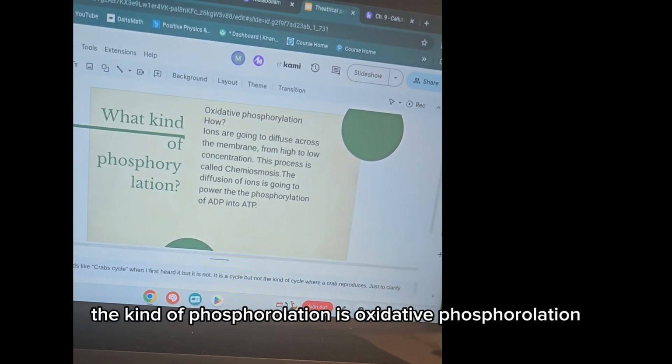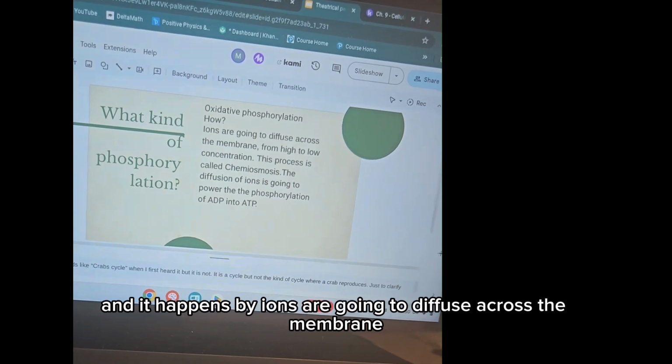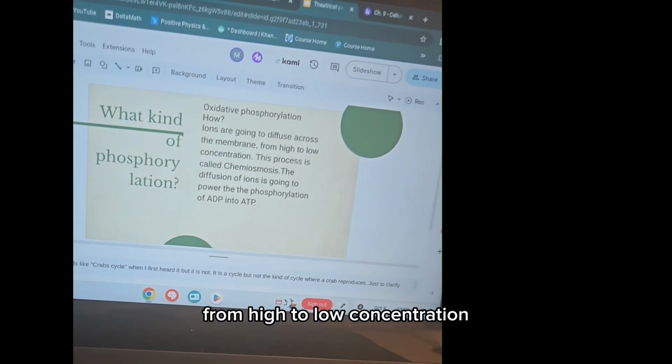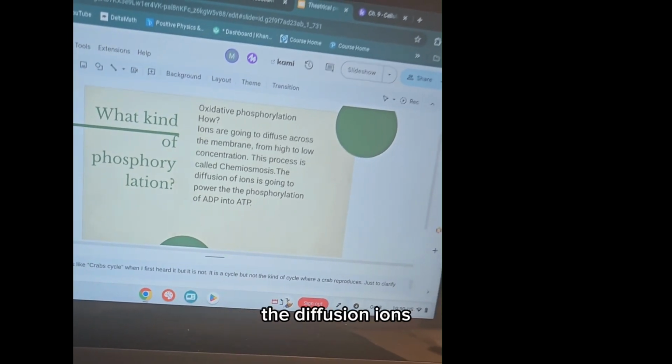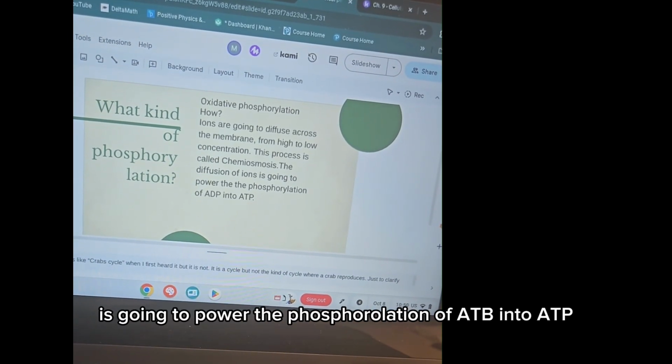The kind of phosphorylation is oxidative phosphorylation, and it happens because ions are going to diffuse across the membrane from high to low concentration. This process is called chemiosmosis. The diffusion of ions is going to power the phosphorylation of ADP into ATP.